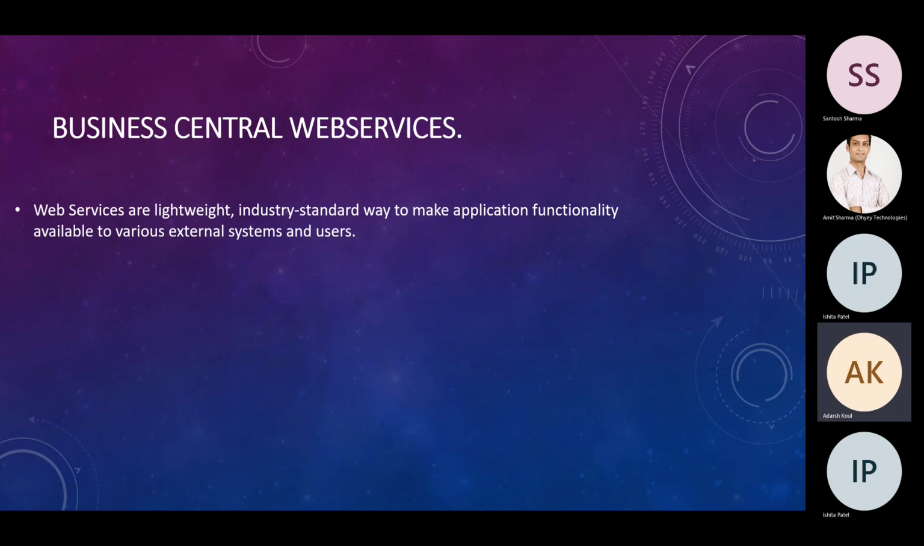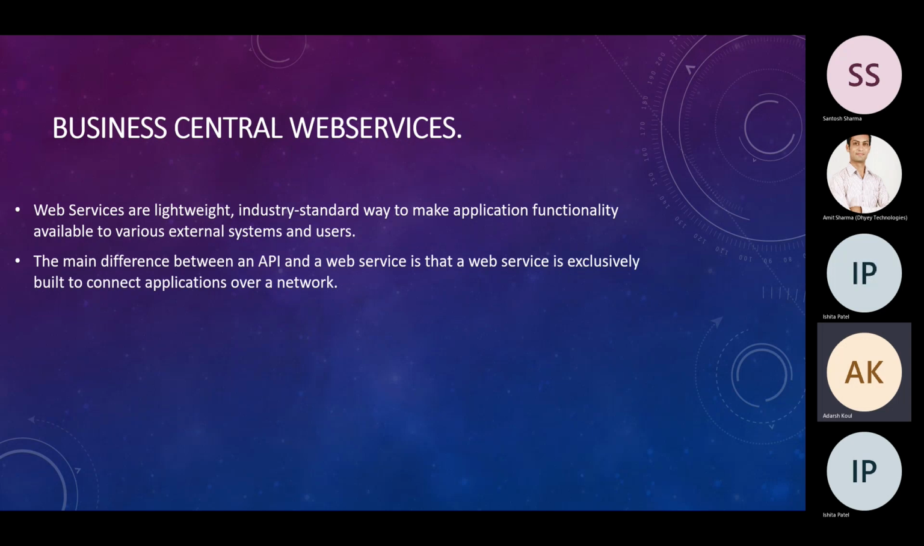Web services are a lightweight, industry standard way to make application functionality available to various external systems and users. The main difference between an API and a web service is that a web service is exclusively built to connect applications over a network, a resource that is available usually on the internet, whereas an API can also work offline, for instance, a communication between two apps on the same computer. All web services are APIs, but not all APIs are web services. In Business Central, we will always use online services.